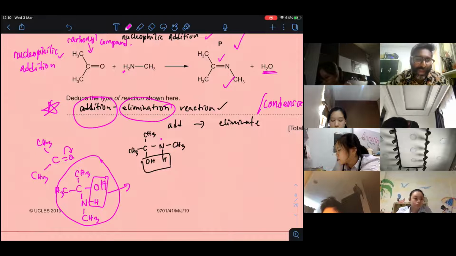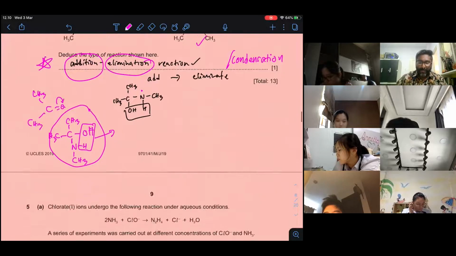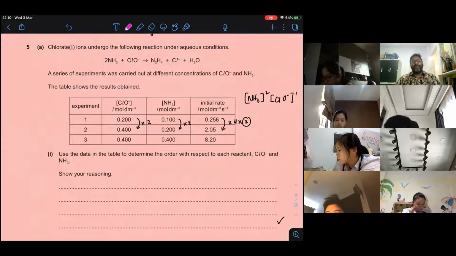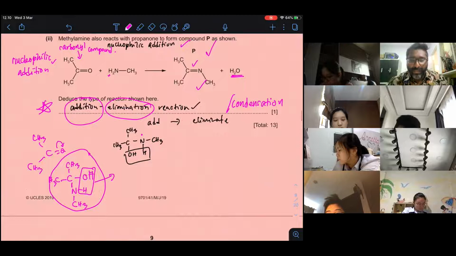So far I've seen 3 questions asking about mechanism involving addition elimination. And also you need to know how to use this way of drawing using curly arrow diagrams and so on. But for this question, 13 marks. Done. So let's look at question number 5. Before we go, any question for question number 4? Let me check the chat.